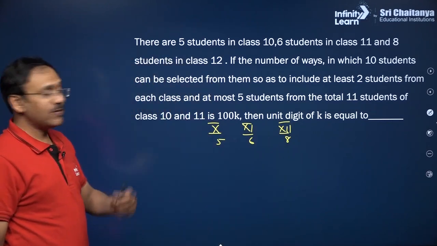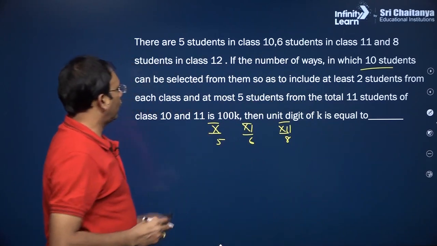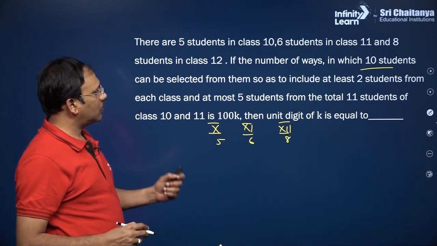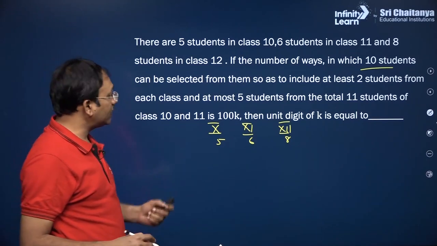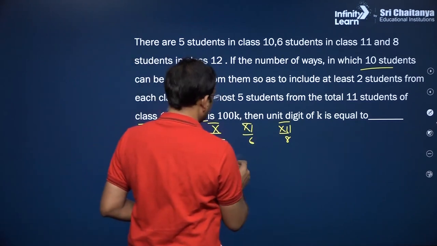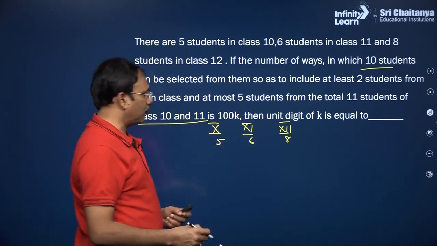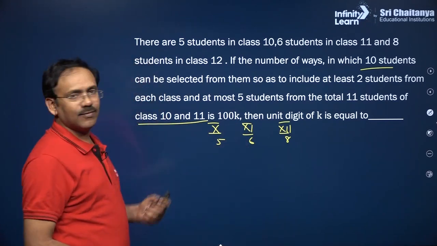The number of ways in which 10 students can be selected from them so as to include at least 2 students from each class and at most 5 students from the total 11 students of class 10 and 11. That means from each class a minimum of 2 should be selected, and for classes 10 and 11 together at most 5, he said.